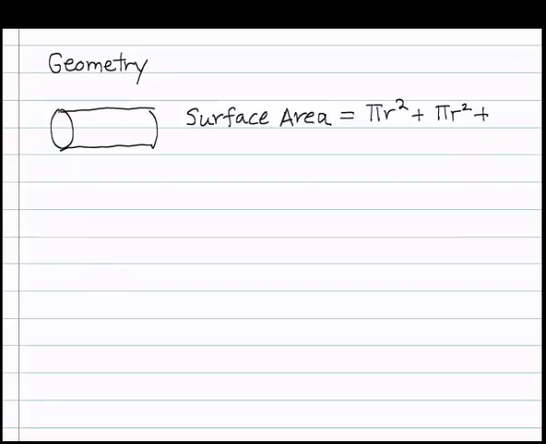Now, the way you can think of that is to think of the circumference of a circle and then stretching that circumference of a circle down the length of the cylinder. So the circumference of a circle is 2 pi r, and then you'd multiply that by the length of the cylinder.